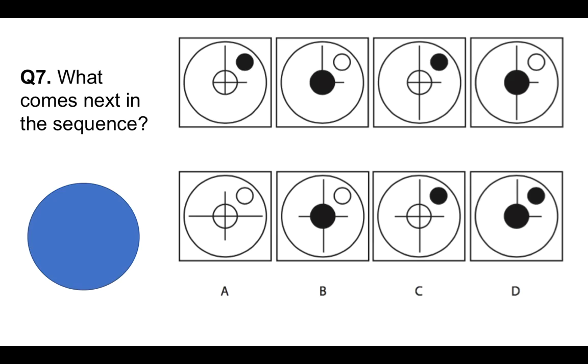Okay, well done. Question number 7. What comes next in the sequence? Again, a little bit harder. Across the top, we have our 4 options. Which one's going to come next in the sequence? After this one, you've got A, B, C, or D. You've got 15 seconds to work that one out. Again, put your answer in the comment section below.